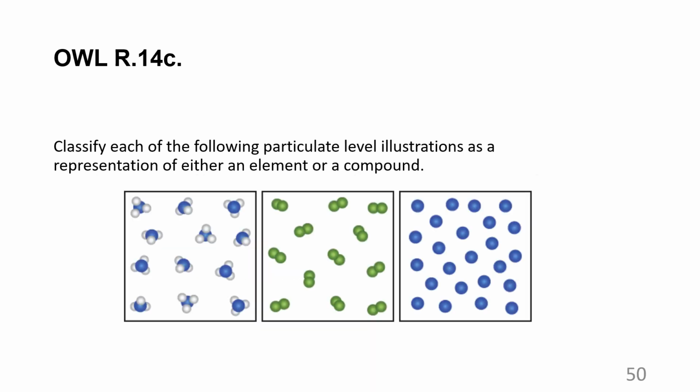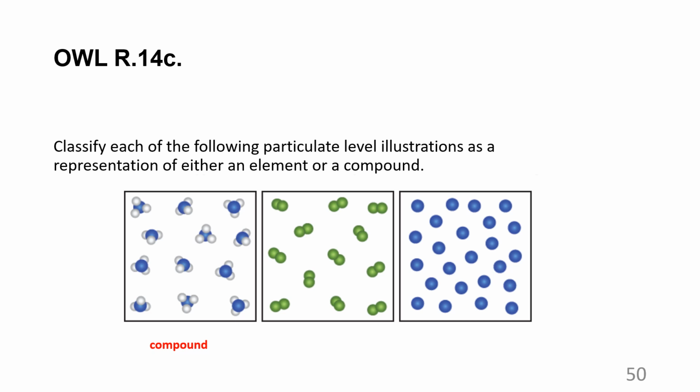With particulate level samples, we can look at illustrations and determine if they represent an element, compound, or even a mixture. So starting with the first sample, it looks like we have two different types of atoms, a large blue atom and three small white atoms, all bonded together, and all of the units in that sample are the same. So that first one would be a compound.